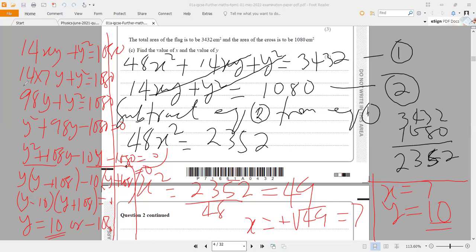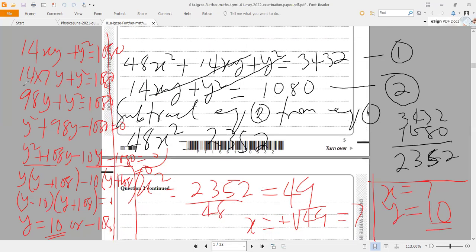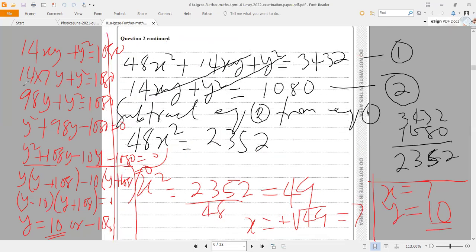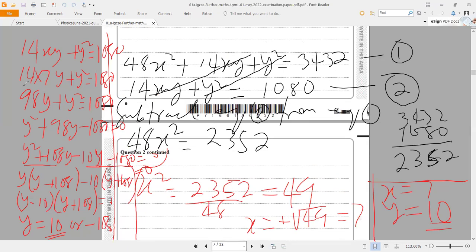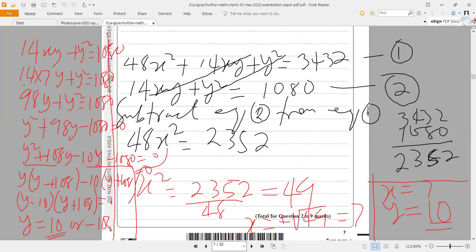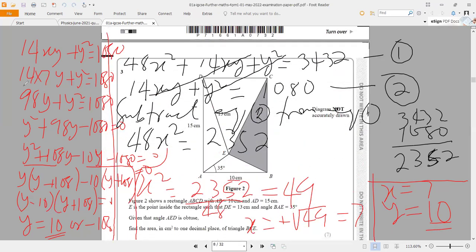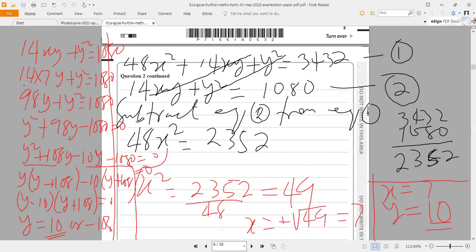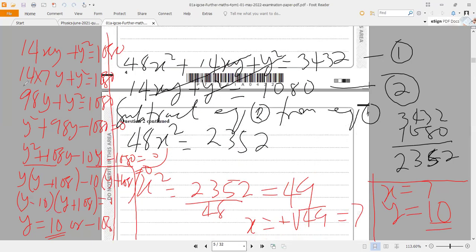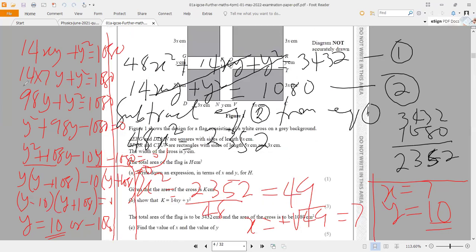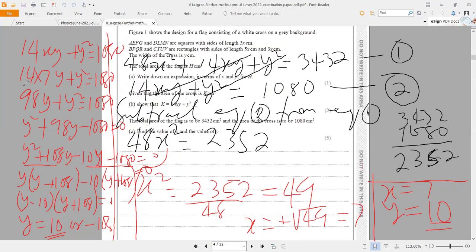Good. I think we've come to the end of the solving. So x equals 7 and y equals 10.